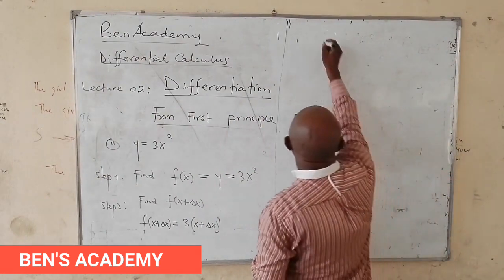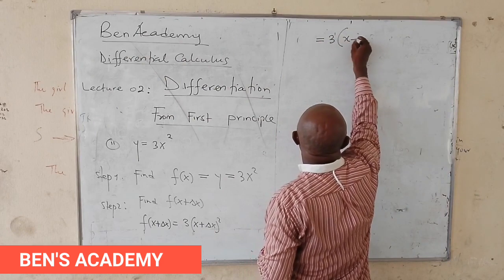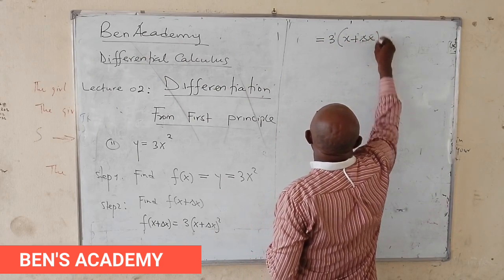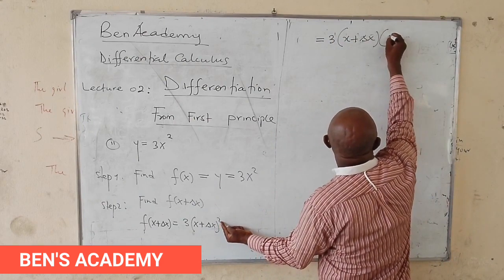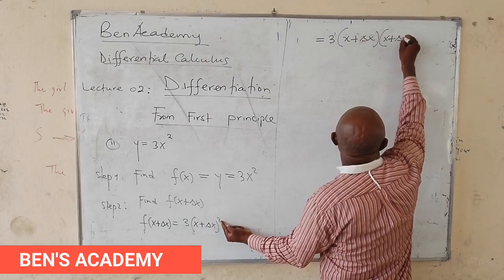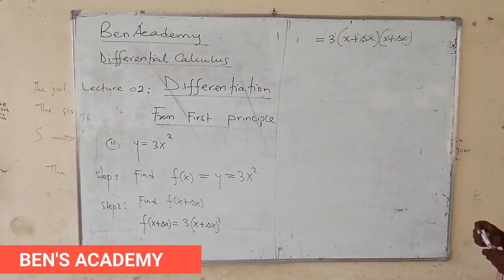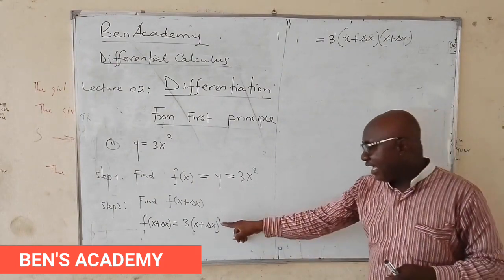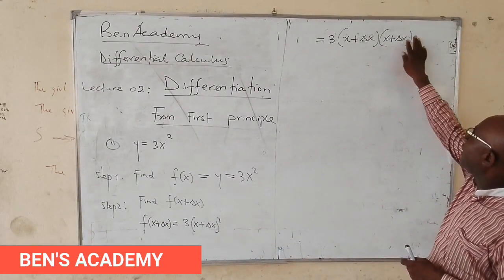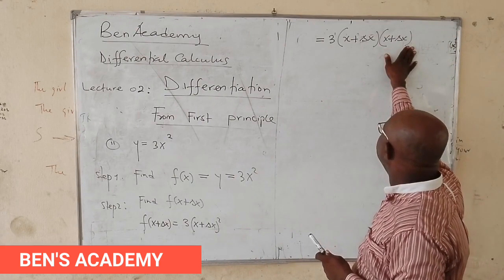If we expand this, we have 3 into x plus change in x, but because I have a square here, I will still repeat this: x plus change in x. So 3 into x plus change in x, x plus change in x. It's the same thing as this because I have a square here. If I had 3 here, I would have written x plus change in x 3 times. Since I have 2, I stopped at the second one.